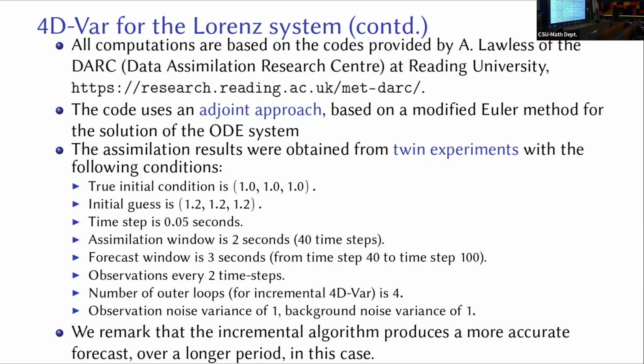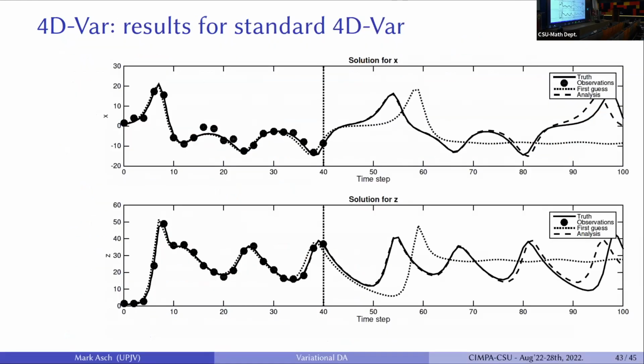There are 2 different algorithms anyway. I just want to show you the quality of the results. This is very interesting, so don't forget that. Up to time step 40, I have observations, and then I stop the assimilation. From here on, all I'm doing is prediction based on what I have.